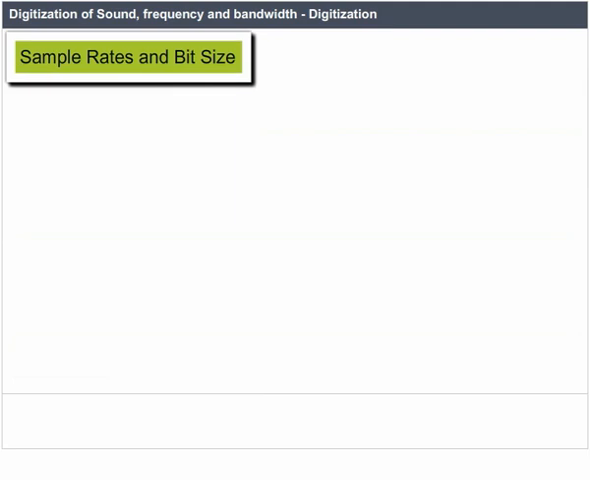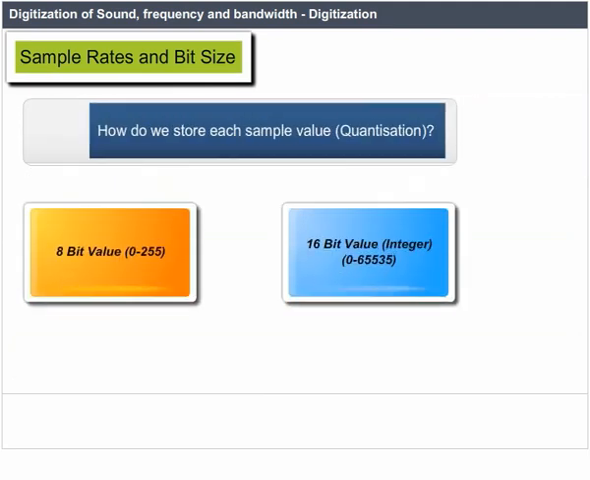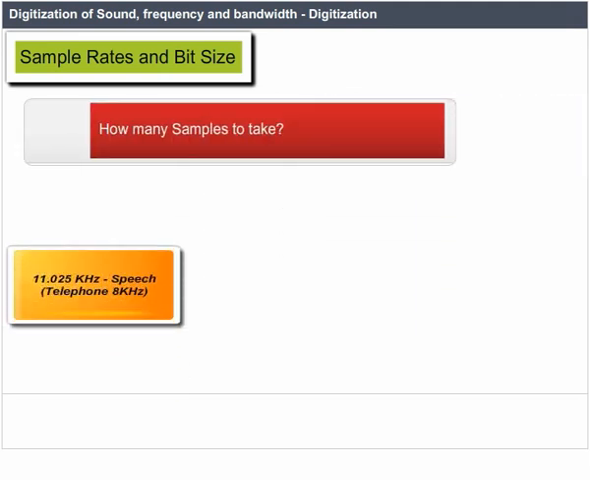Sample rates and bit size. How do we store each sample value? Quantization. How many samples to take?